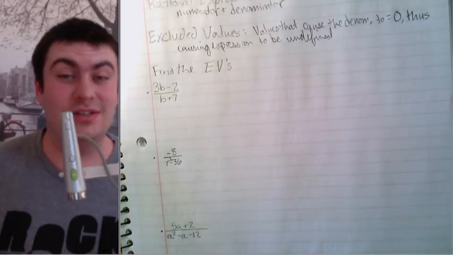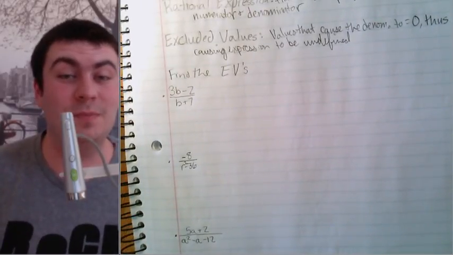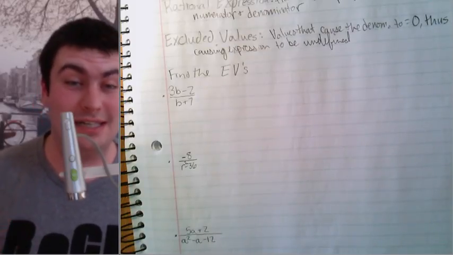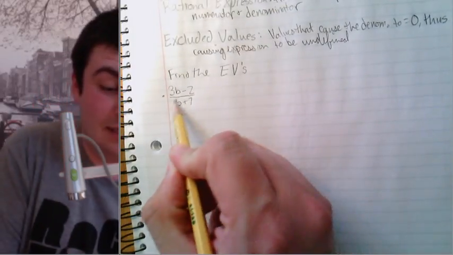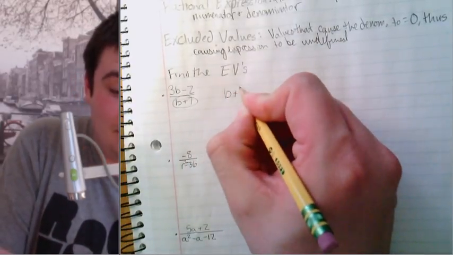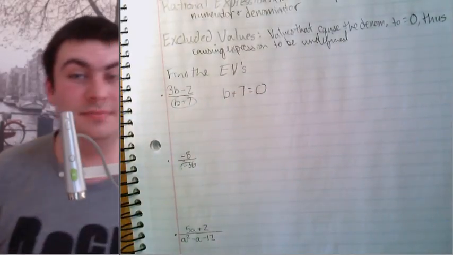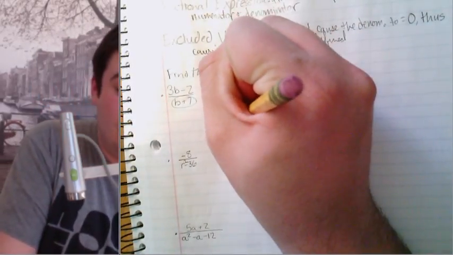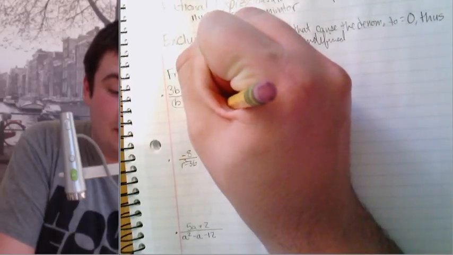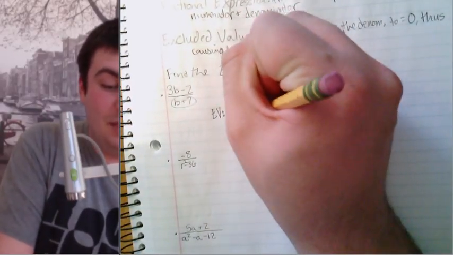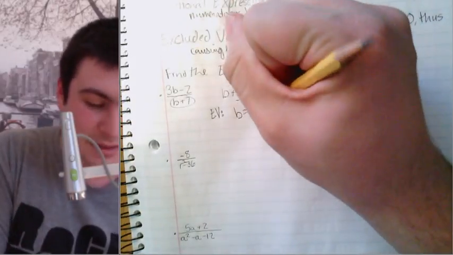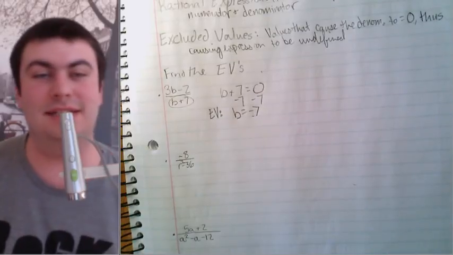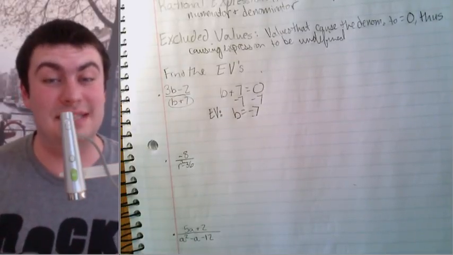So if we have the expression 3b minus 2 over b plus 7, we need to find the excluded values, meaning we need to find what causes the denominator to equal 0. So we take our denominator, b plus 7, and say b plus 7 is equal to 0. And we need to solve for b. So we subtract 7. And so the excluded value, or we'll call them EV, is when b equals -7. I apologize. So the excluded value is when b equals -7.